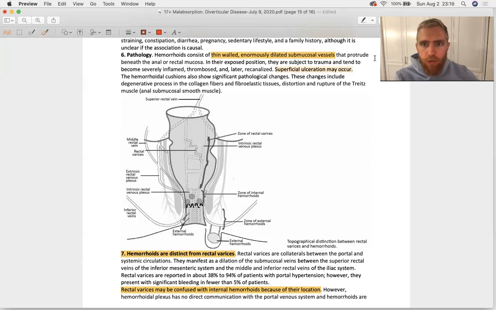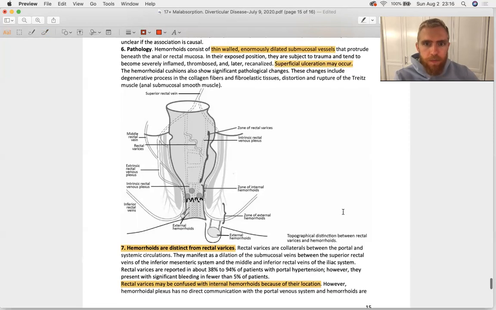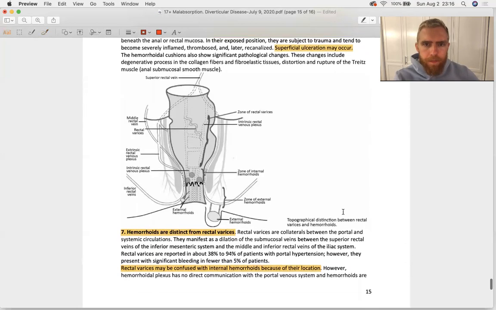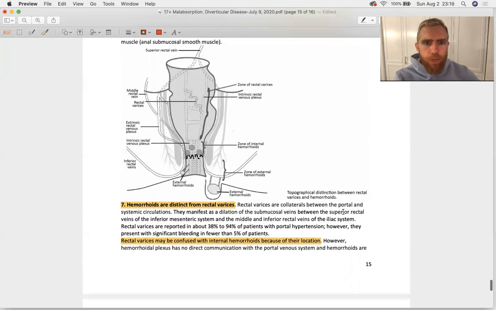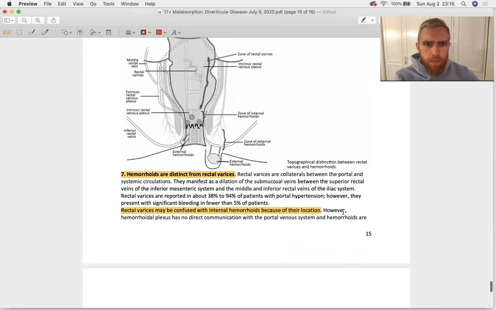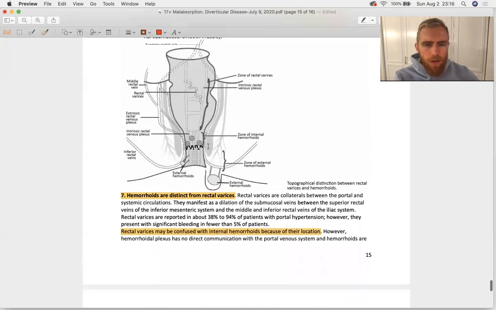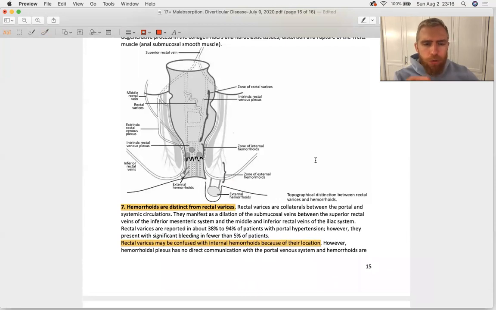One complication includes superficial ulceration, possibly a rupture of the submucosal smooth muscle surrounding the anus. It's a great graphic to look at and learn on your own. I won't explain it to you.